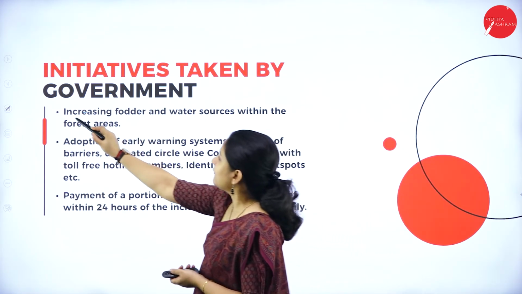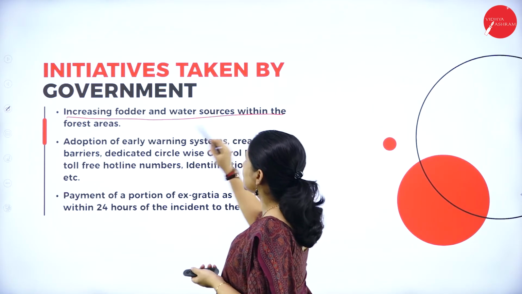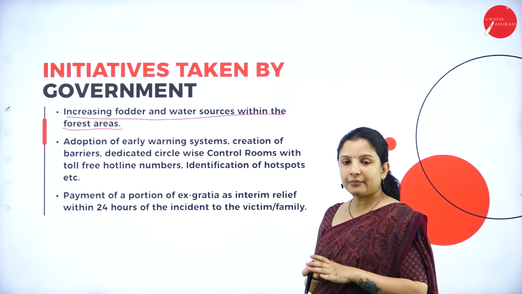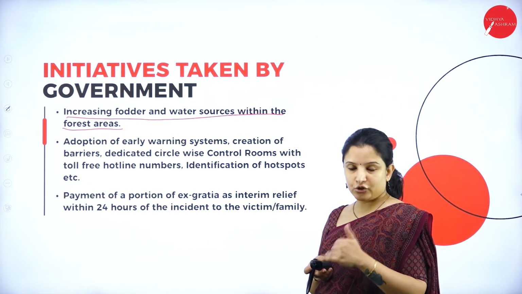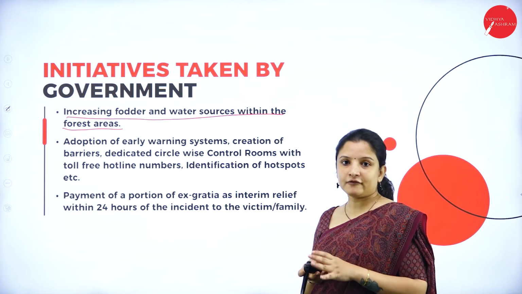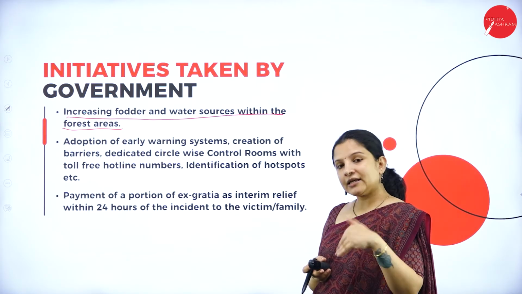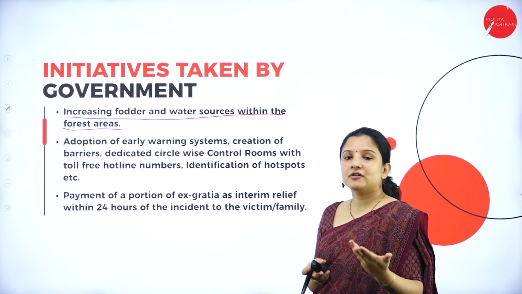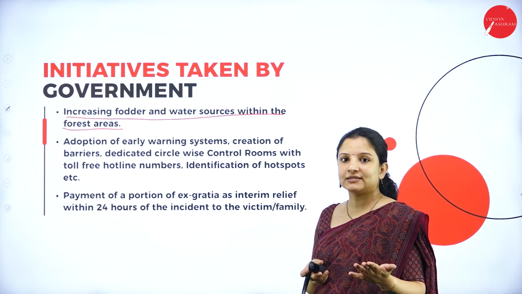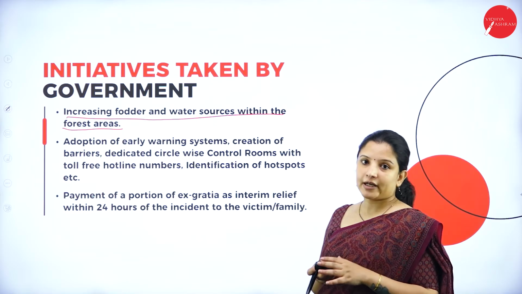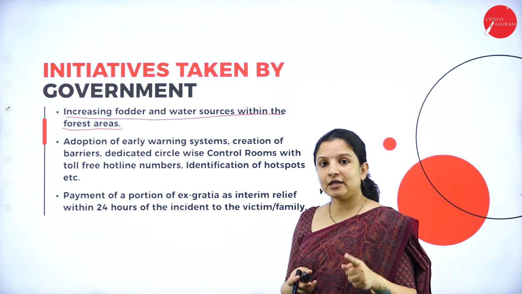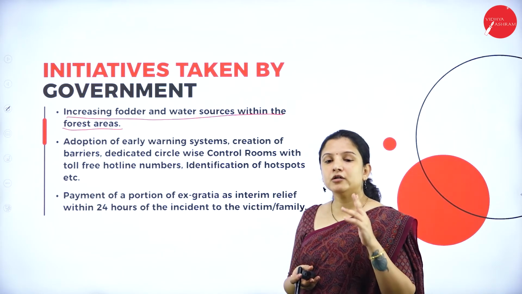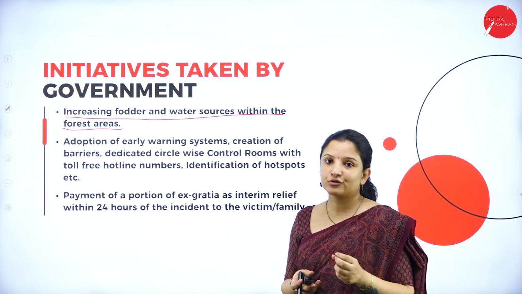Next is increasing fodder and water sources within the forest areas. During summers, animals come into the villages or the human settlements in search of water and food. So instead, increase the number of water holes in the forest itself and increase the availability of food source in the forest itself, then these animals will not enter into villages. So that is why, if you remember, there was a time when the tribal people were not allowed to collect bamboo shoots from the forest.